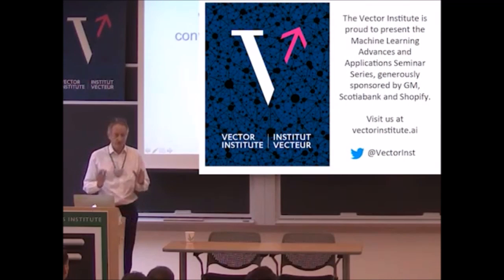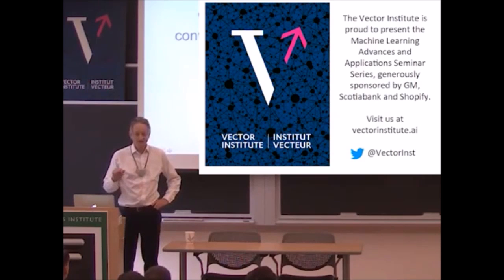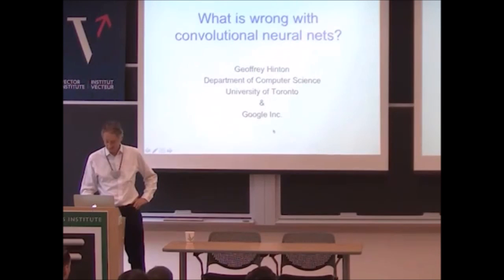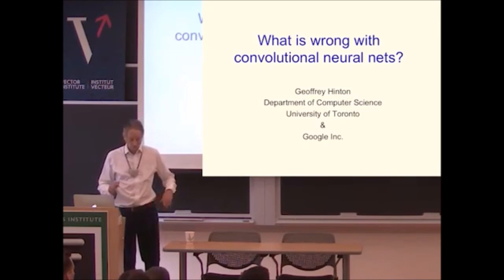So it's about an alternative to convolutional neural nets. I should say the version I'm going to talk about doesn't really work very well. Since then, Sara Sabour at Google has got it working quite a lot better. But I'll talk about the old version because that's what I have the slides for.